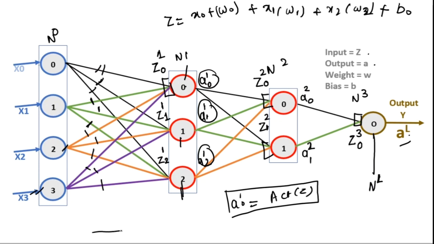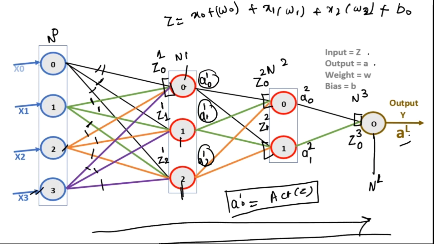Once the forward path is completed, it will go to back propagation to modify these weights, because the whole concept is about modifying the weights, because we cannot change inputs. All we can change is the weights. We have to modify the weights so that our output can be accurate. So this is all about the neural network.